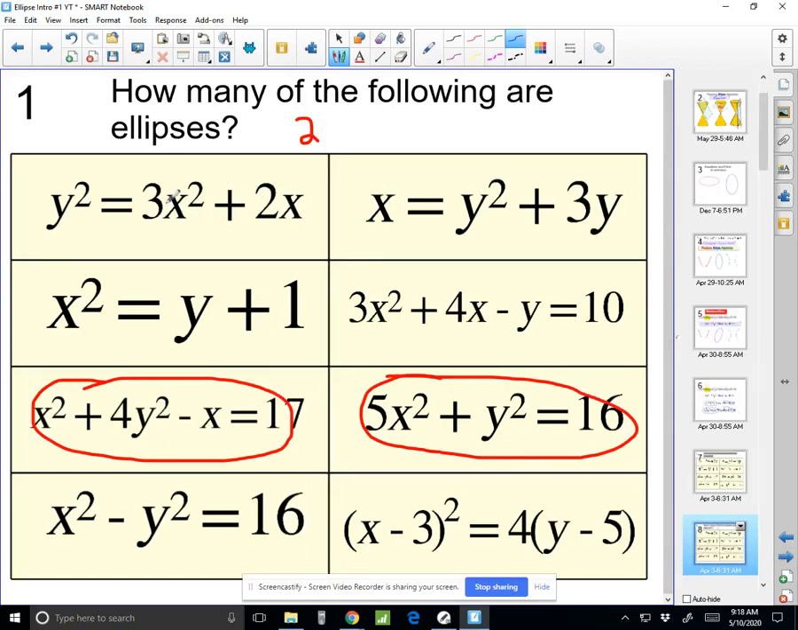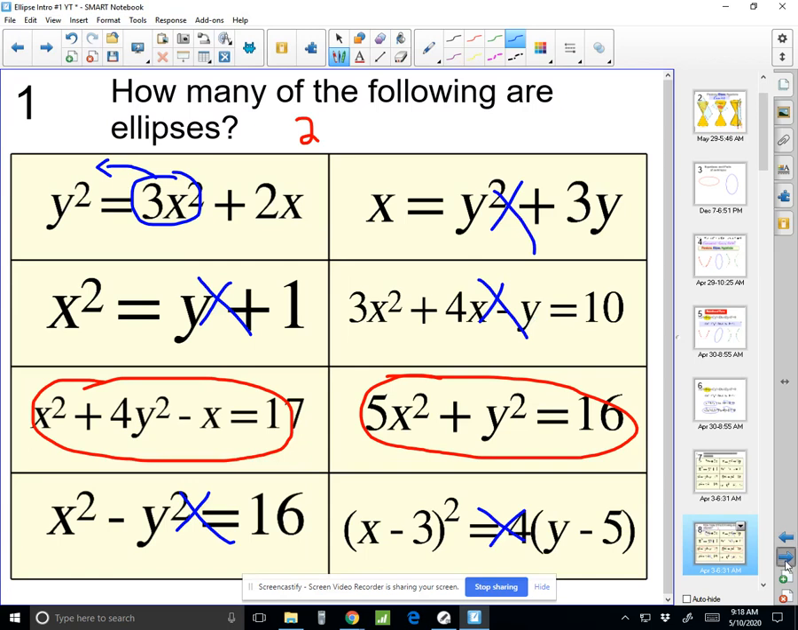There are two. This one is tricky because if you move that over, it would become negative on the same side with y squared, and that would not be an ellipse. This is a parabola. That is not an ellipse. Parabola, parabola, parabola. A lot of parabolas there, darn.